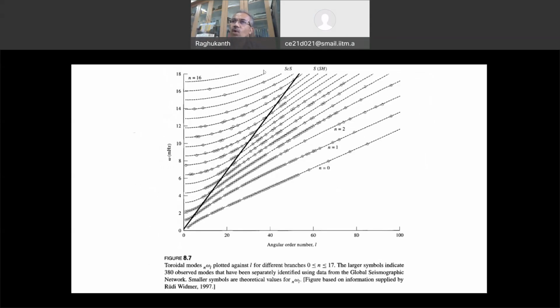So this is for the toroidal modes. For toroidal modes also, you can easily find that n equal to 0 is where the Love waves come. Then we have ScS and S waves; all those details you can get from the toroidal modes. Now I will ask you: in the toroidal modes, can you find the outer core? If there is an outer core in our Earth, what happens to the toroidal modes in the outer core region?